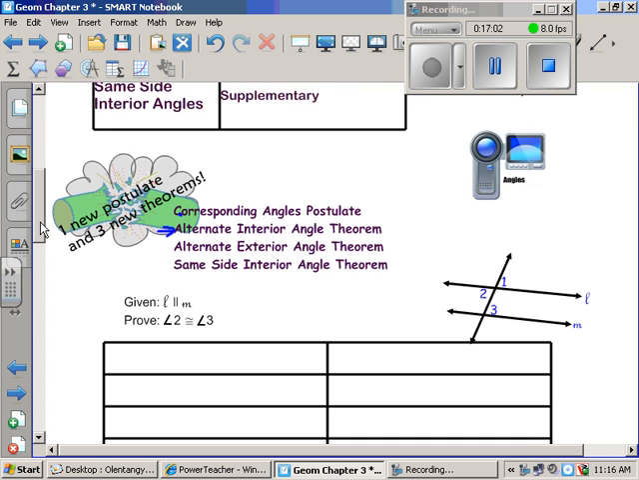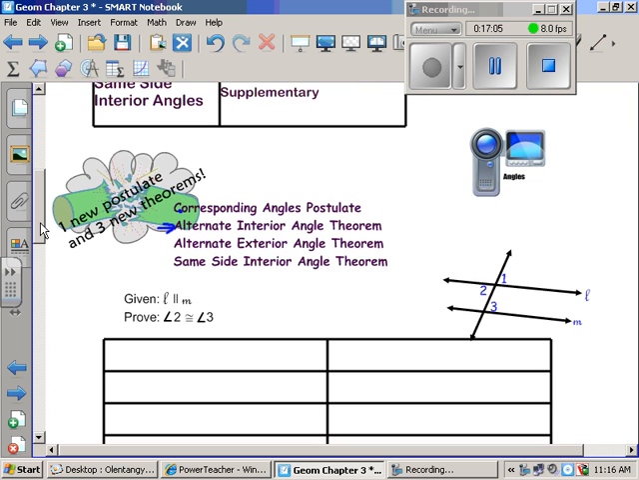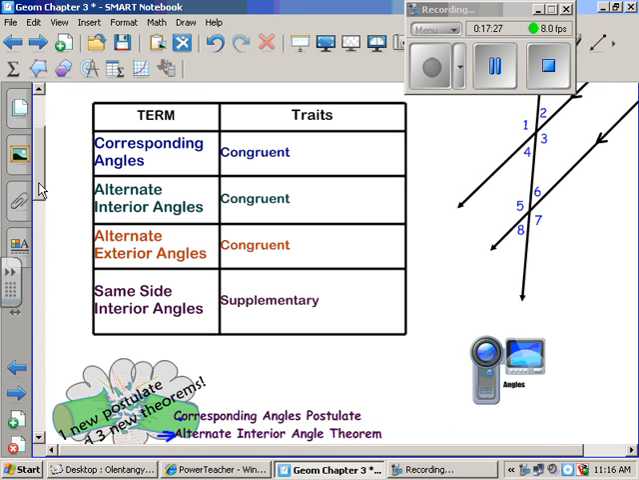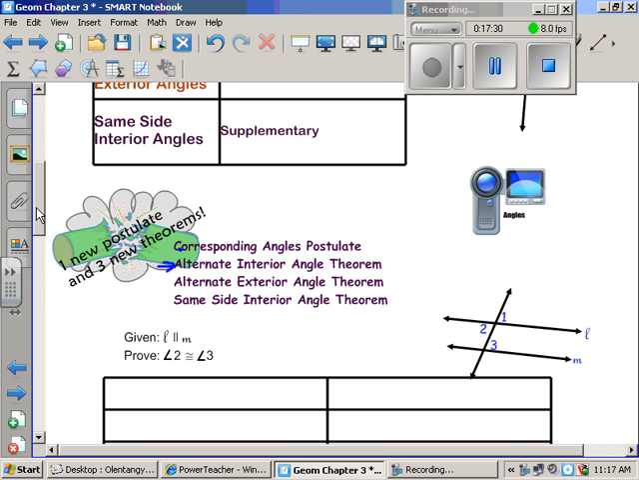Okay, and those are actually theorems and postulates. The corresponding angles postulate we don't have to prove, remember, because postulates are like duh, they're obviously true. Okay, so we're going to use that corresponding angles postulate to prove these other theorems. And the theorems, these are the summary of what the theorem said. The postulate says corresponding angles are congruent. The alternate interior angle theorem says alternate interior angles are congruent. And they all say that brand of angles are congruent.